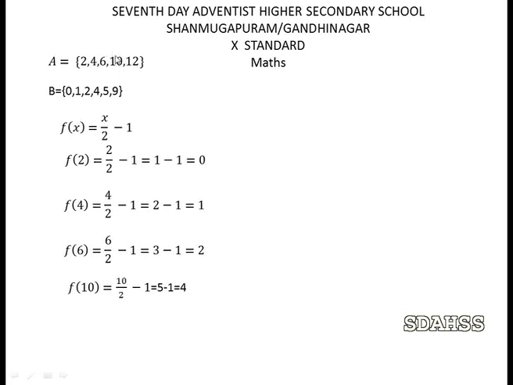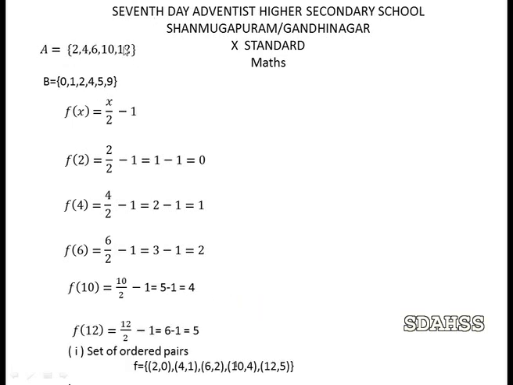Now substitute x equal to 10 in the function. So f(10) equal to 10/2 − 1, equal to 5 − 1, equal to 4. Finally, substitute the last value x equal to 12 in the function. So f(12) is equal to 12/2 − 1, equal to 6 − 1, equal to 5.